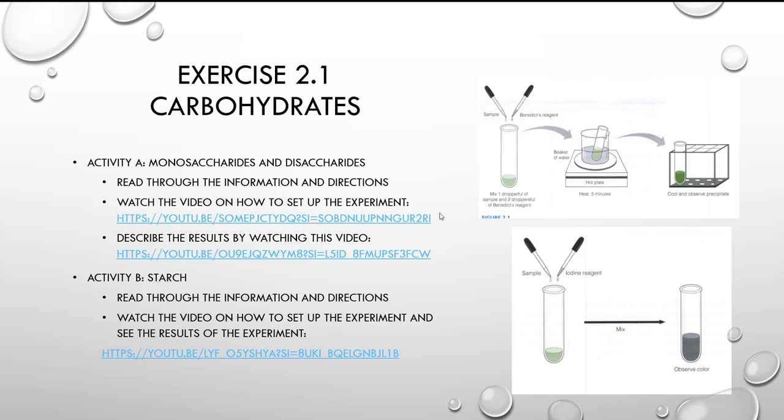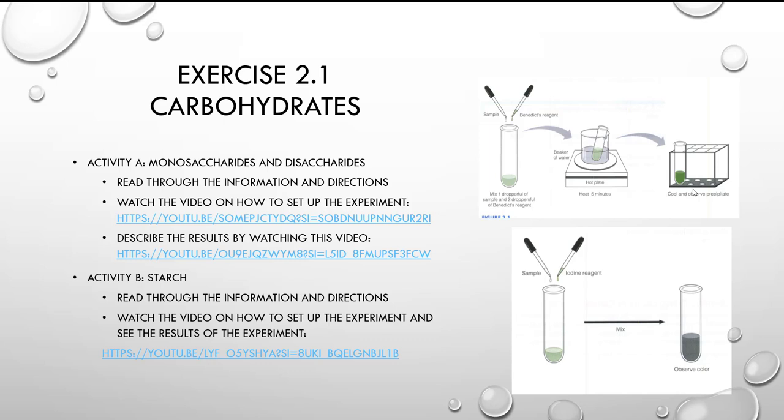So let's start with exercise 2.1 from your lab manual. You'll want to read through the information and the procedure, even though you're not going to be performing it at home, just to give you an understanding of how the lab is set up. These are some pictures taken from the lab manual, so you can see how the lab was set up with a certain reagent. This particular reagent is called Benedict's reagent, and it was mixed with the sample and then heated up. You'll watch a video showing you exactly how the experiment was set up for the students in the class.